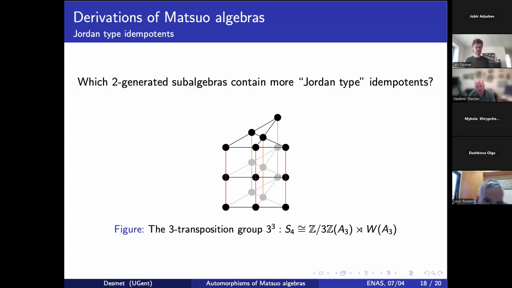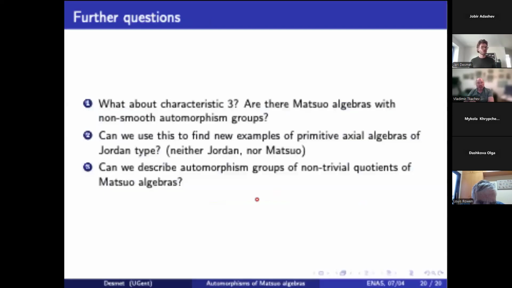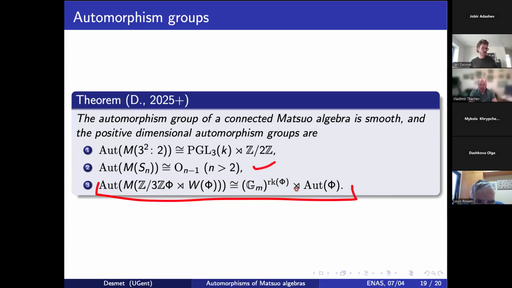and nothing else. And it turns out also that using this, we can kind of find a new model for this Matsuo algebra and describe the automorphism groups. So the automorphism group of the smallest one is just some classical group because it's a Jordan algebra, the same for the second example. But what I care about is these exceptional examples. And it turns out that the automorphism group of this Matsuo algebra is essentially the automorphism group of phi that acts on Gm to the rank of phi. You can wonder what exactly that means.